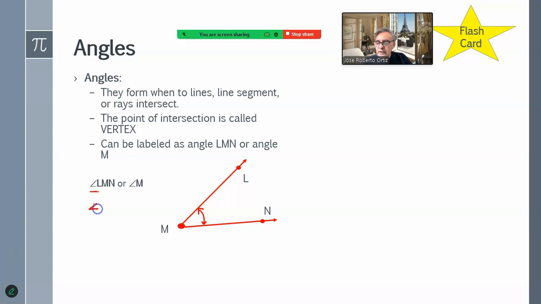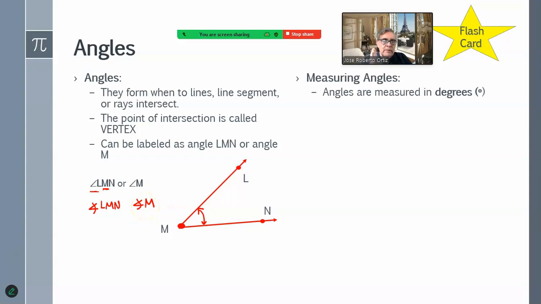Another way to symbolize it is with a less-than sign with a curved line across, and the letters L, M, N, where the M is the point in the middle. So usually the middle letter represents the intersection point. Or you can also call it just angle M, like this. So angles are always going to be represented this way.